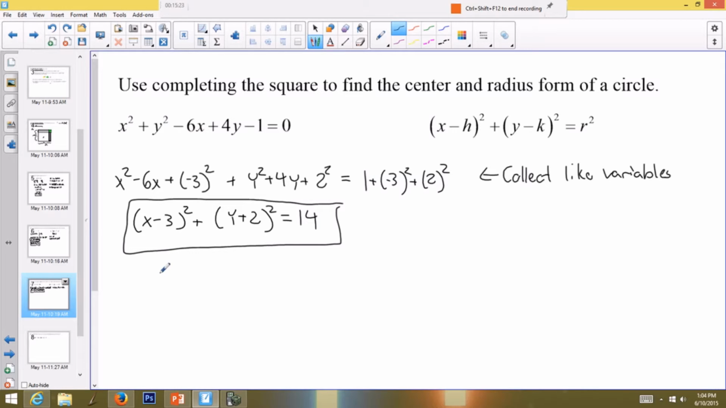And if I wanted to, I could say the center. And remember, it's minus on both of these this time, so that would be at (3, -2), and my radius. This expression, this 14, is r squared, so the square root of 14 is going to be my radius. I know that doesn't come out nice, but there you go.